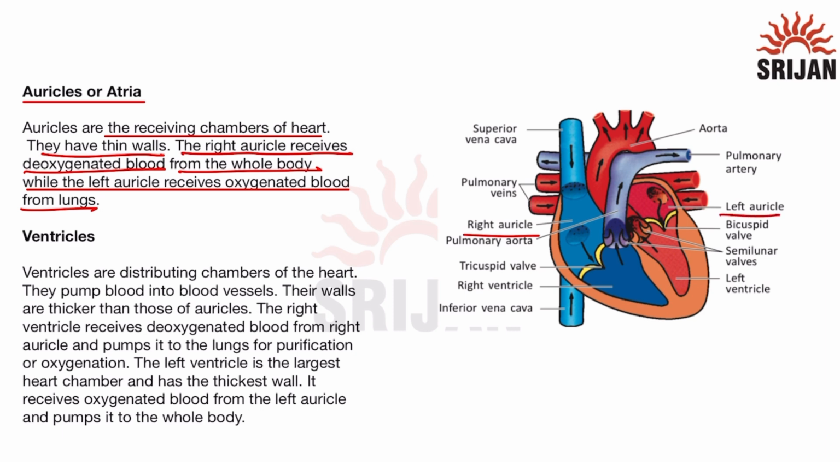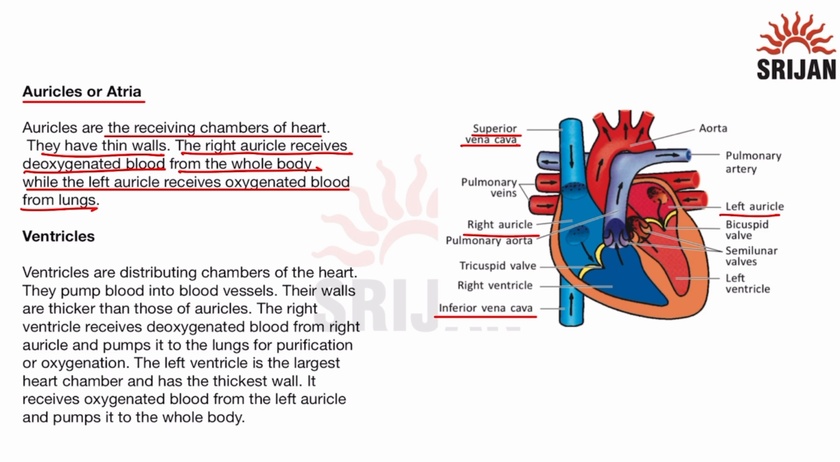Which is the left atrium. Now, right auricle receives the deoxygenated blood from whole body, which is being carried by two veins. First is superior vena cava. It brings deoxygenated blood from the upper part of the body. And second vein is inferior vena cava, which is bringing the deoxygenated blood from the lower part of the body. Now these two veins bring the deoxygenated blood to the right auricle.